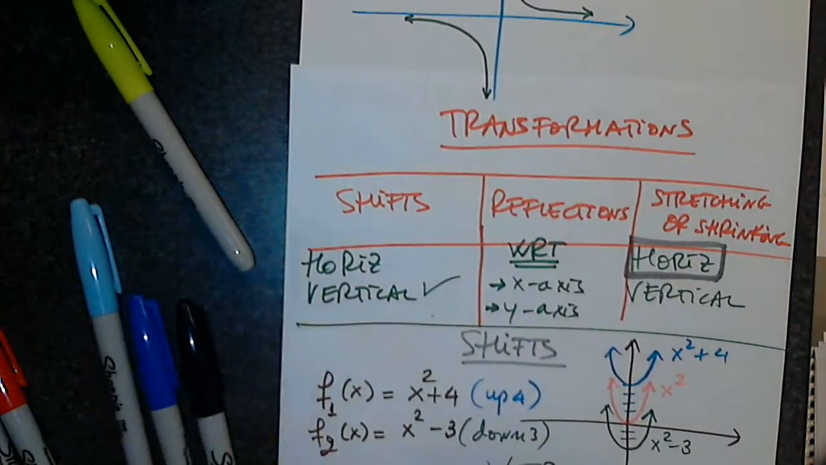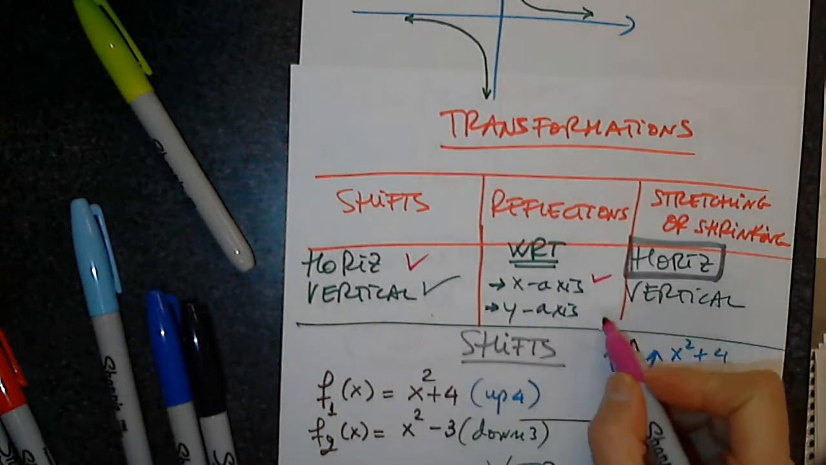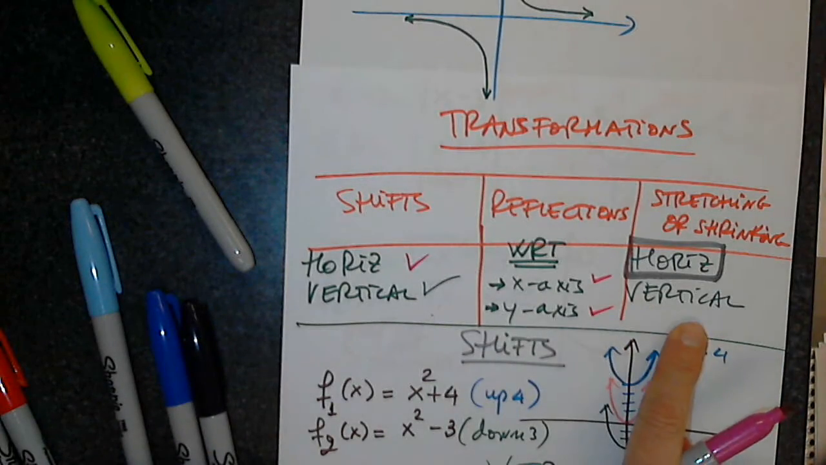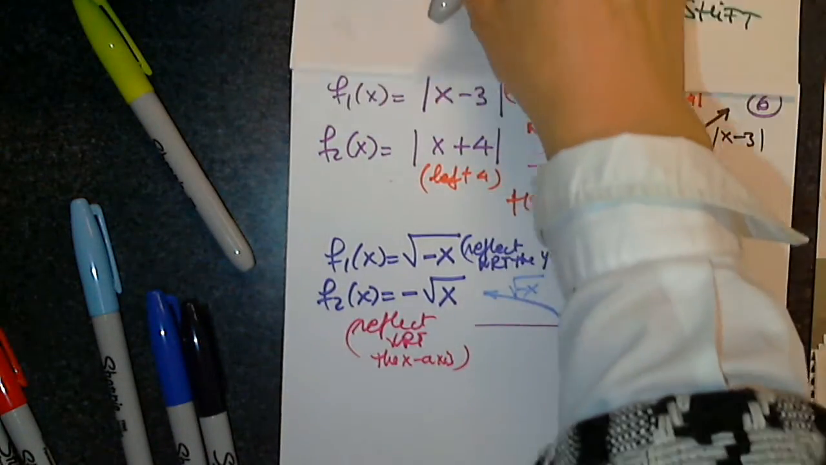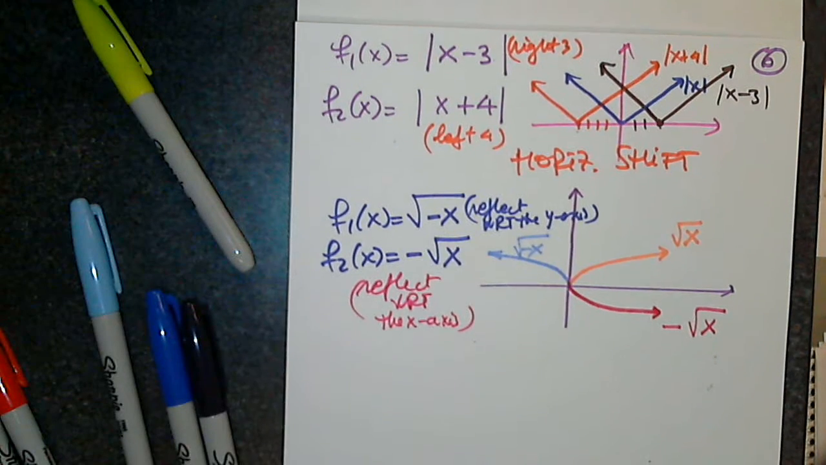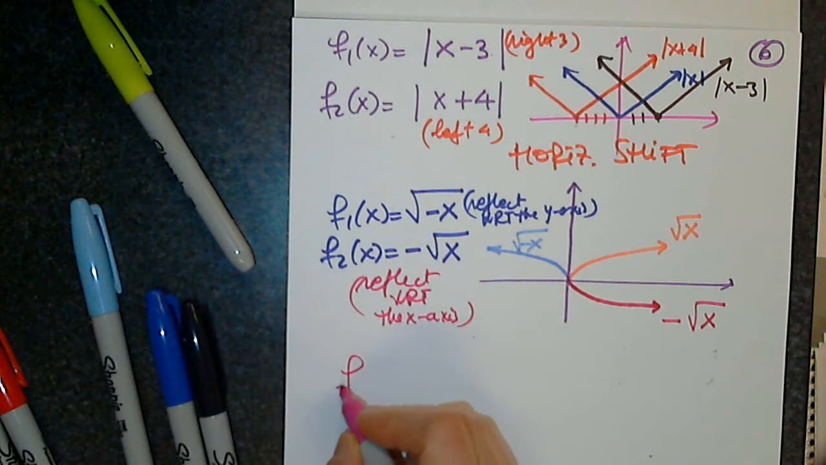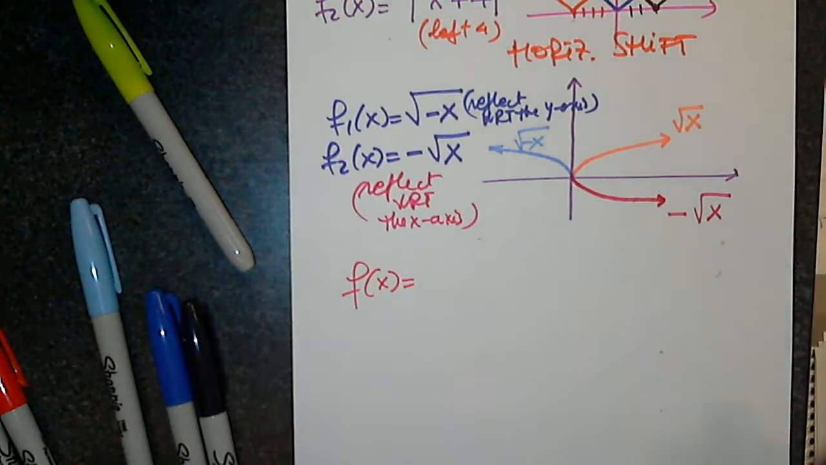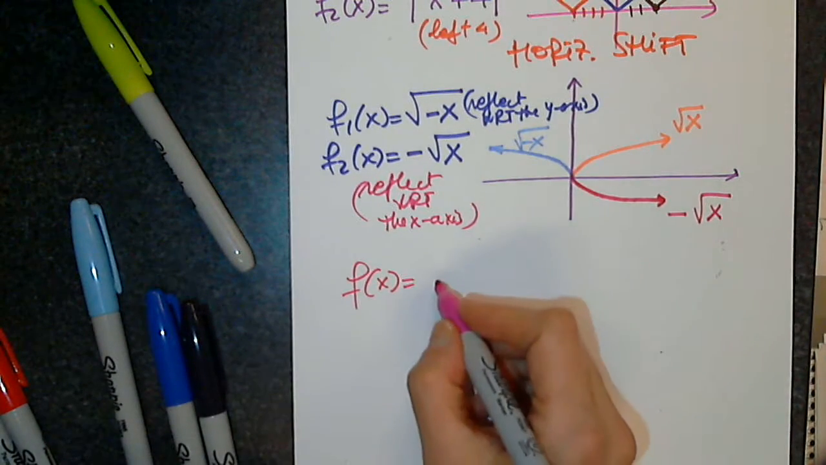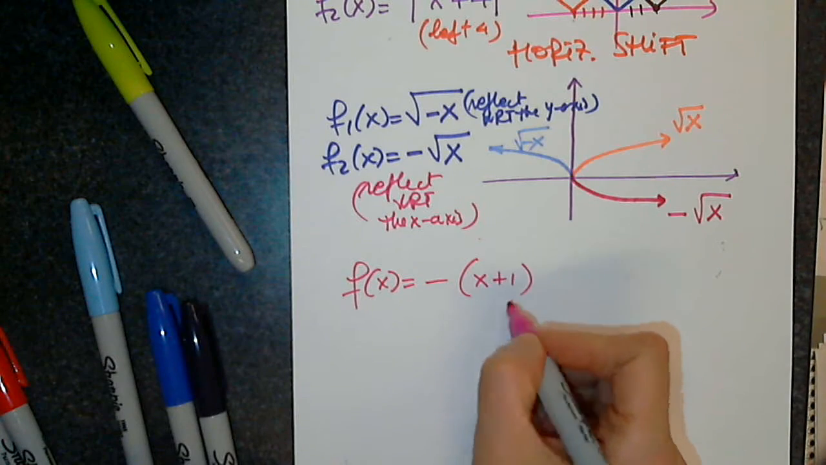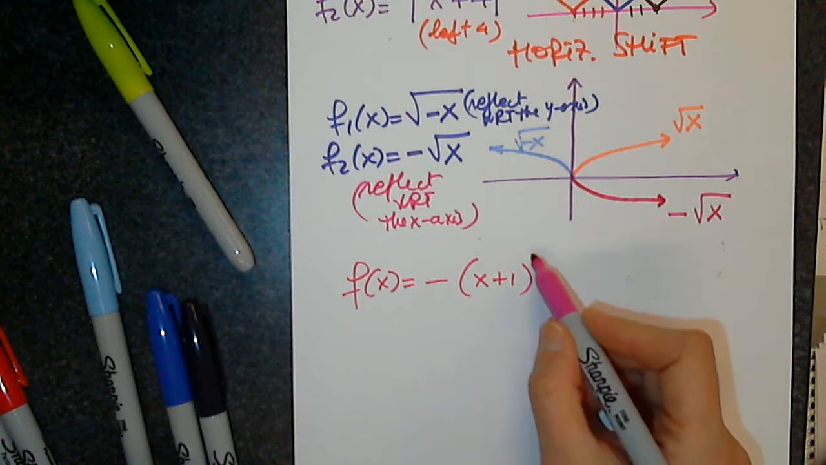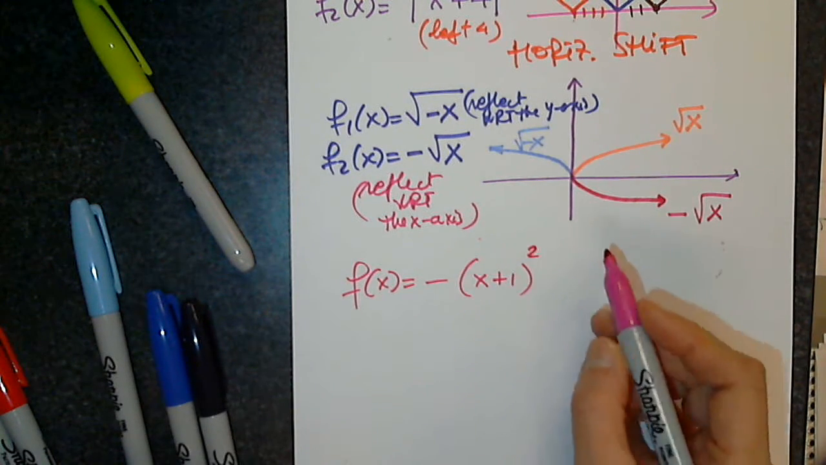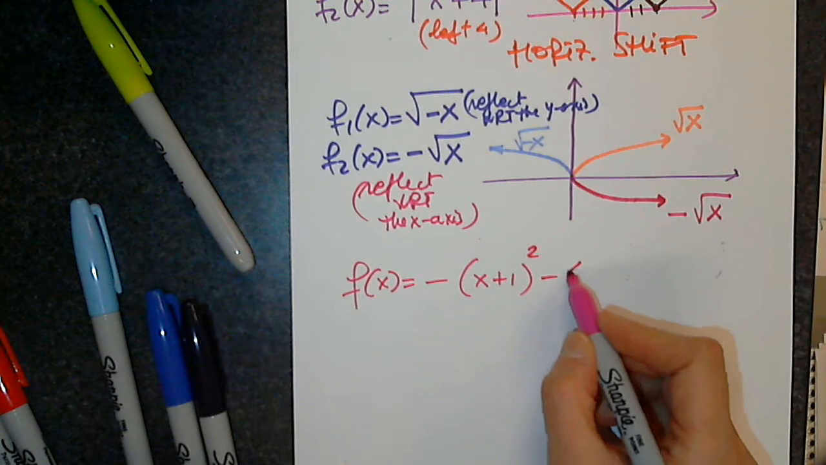So far we covered this. Before we move on to the last two, I would like to create a combo. Here's my combo. Let's say f of x equals negative x plus 1, squared, minus 4.